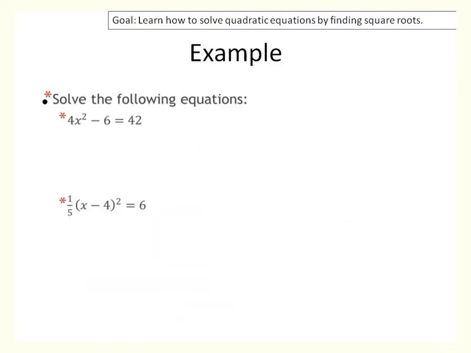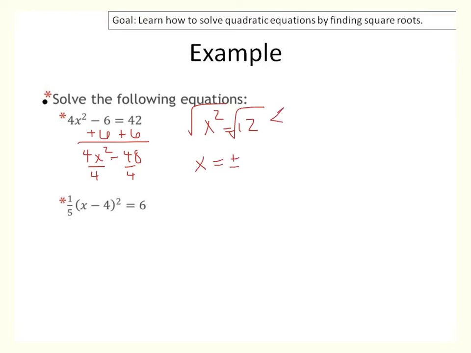Okay, so 2 more here. So first of all, remember our goal of getting x squared by itself. So 4x squared equals 48. Divide by 4. x squared equals 12. And then I want to square root both sides. And so plus or minus, well, 12 breaks down into square root of 4 times square root of 3. So this is going to be 2 square root of 3 because the square root of 4 is 2.